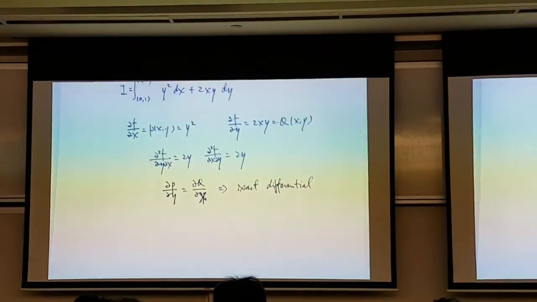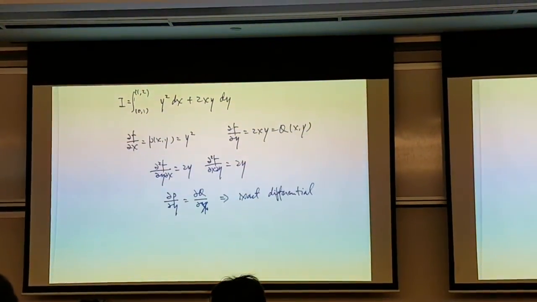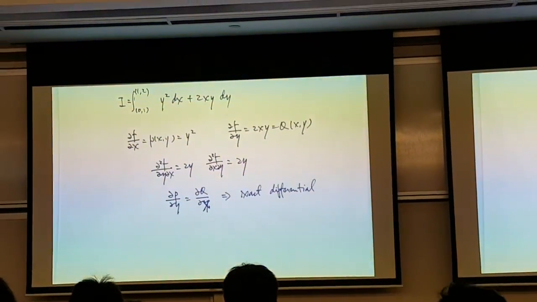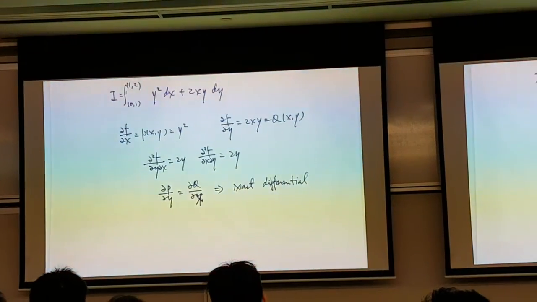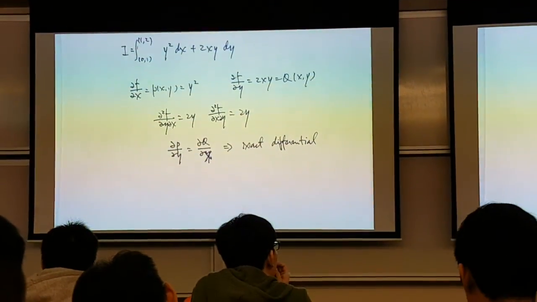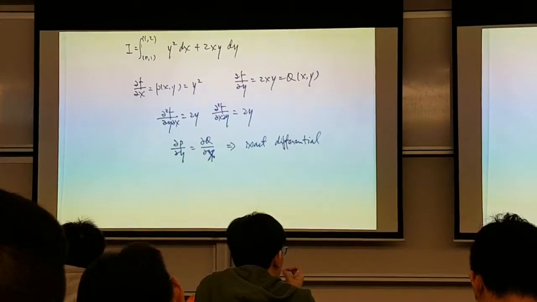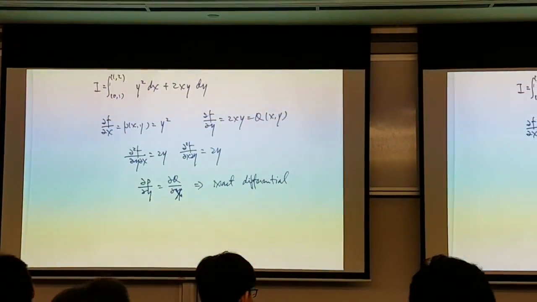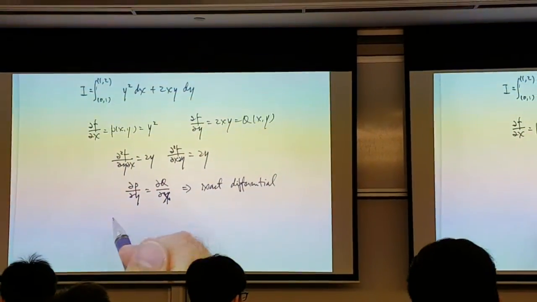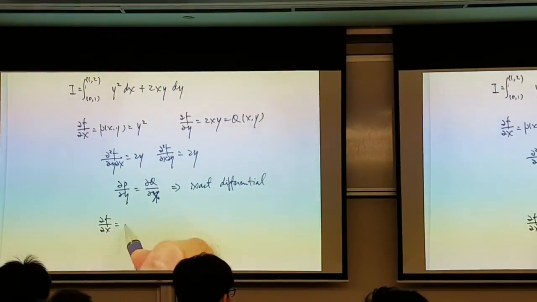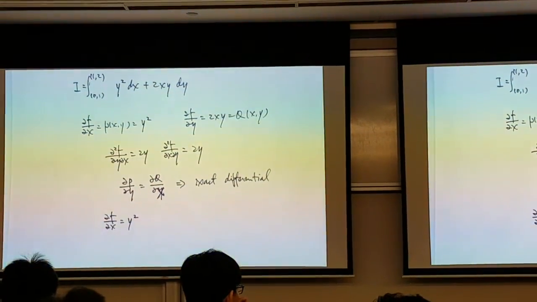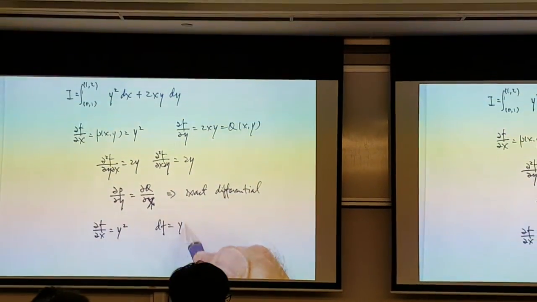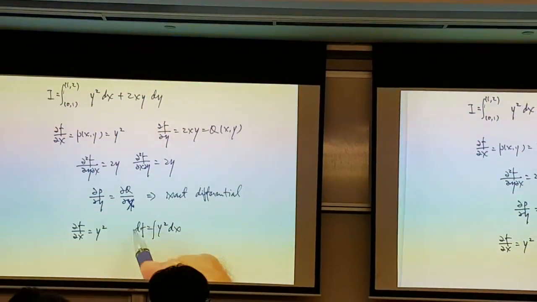Because we did mention that if your function is an exact differential, it should be path independent. That means it doesn't matter which path you take. All you need to know is the starting point and the ending point. So if this function is an exact differential, we have del f del x is equal to y squared. So what is your parent function? Your parent function is going to be equal to the integral of y squared dx.